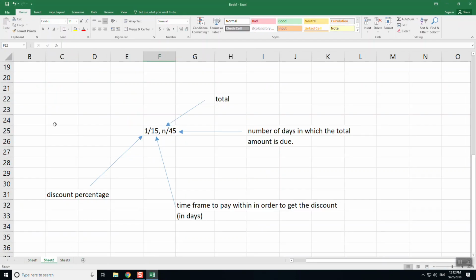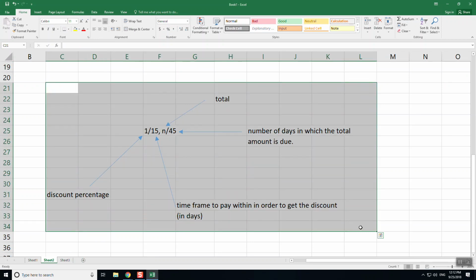Okay. So that's kind of back to this thing here. So this is the way you read it: the discount and the number of days that you have to pay within to get the discount. And then that means the total is due in 45 days. So that's the piece that you're asking about.